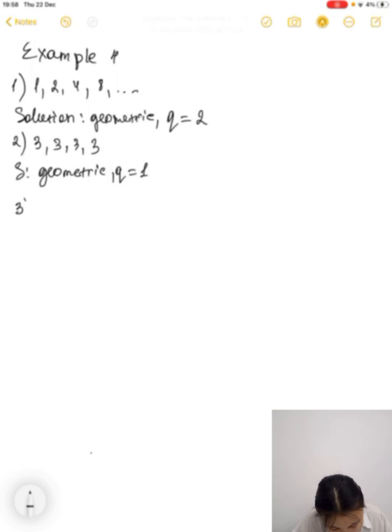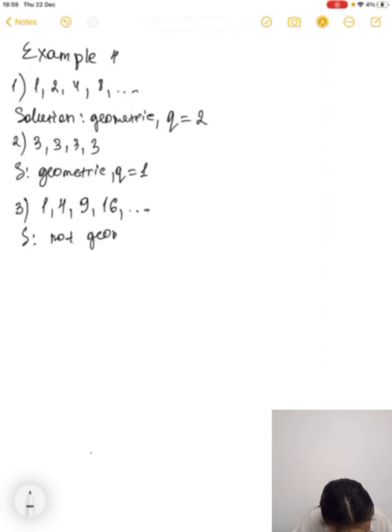Third, 1, 4, 9, 16. Solution: this is not geometric. And the fourth, 5, minus 1, 1 over 5, minus 1 over 25.